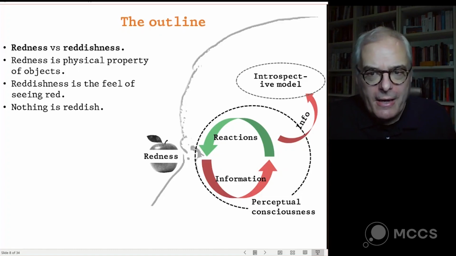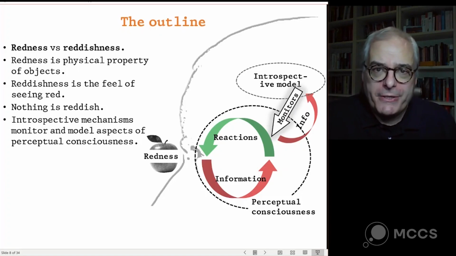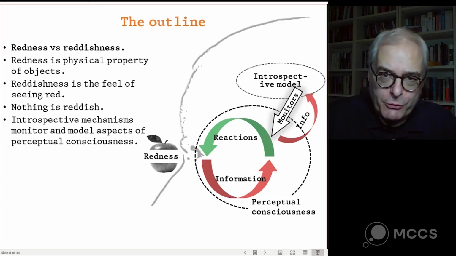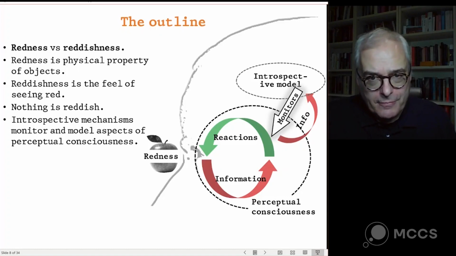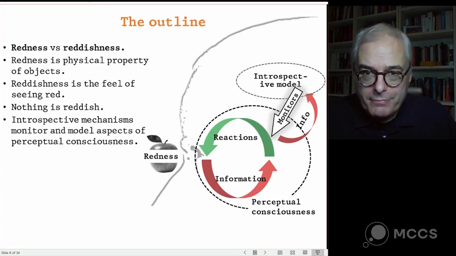What's responsible for that is our mechanisms of introspective monitoring and modelling. Introspection monitors some aspect of this complex perceptual process, some aspect of perceptual consciousness, and creates a model of it. And this model is used by other control systems within the brain so that we can recognize our experiences, remember them, tell other people about them, whether they were good ones or bad ones or whatever.